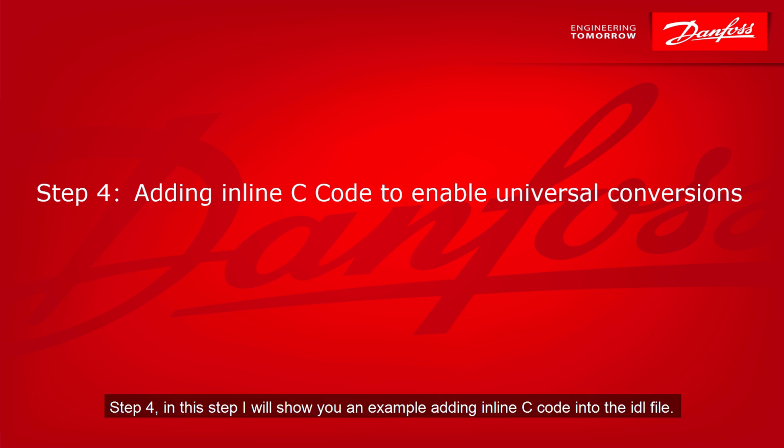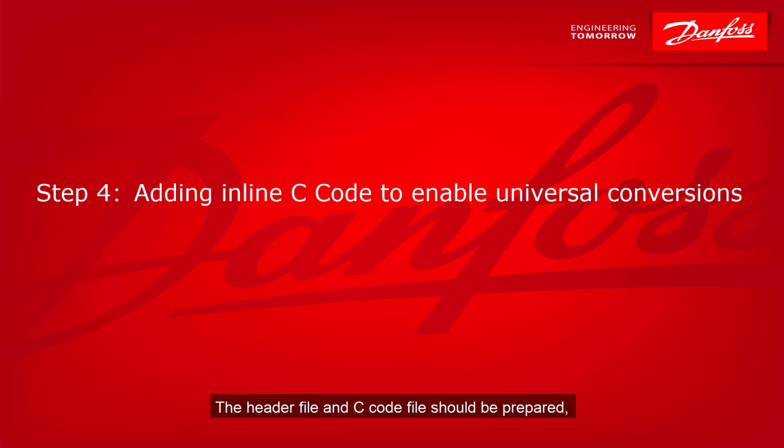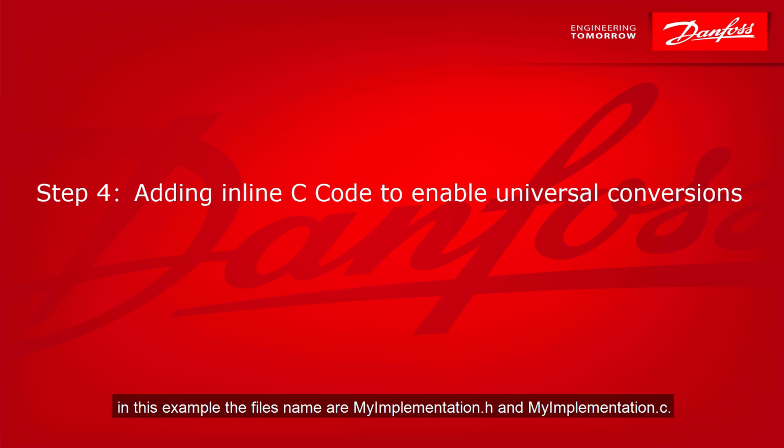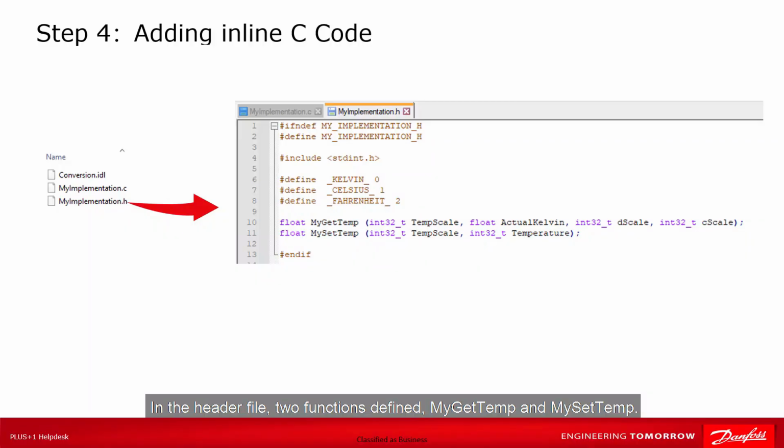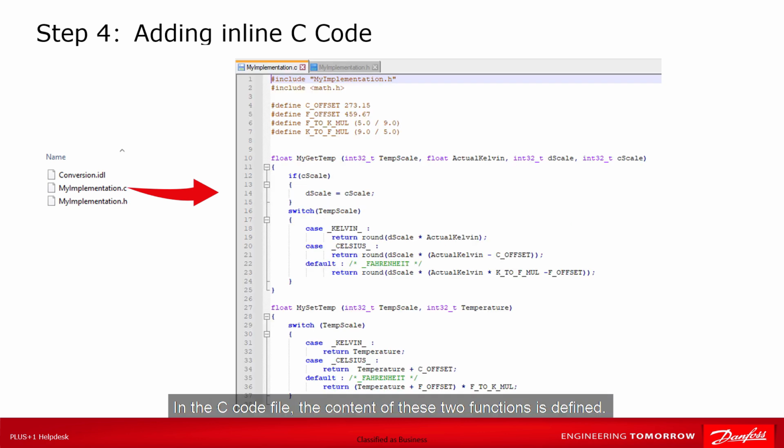Step 4. In this step, I will show you an example of adding C code into the IDL file. The header file and C code file should be prepared. In this example, the file names are myimplementation.h and myimplementation.c. In the header file, 2 functions are defined, myGetTemp and mySetTemp. In the C code file, the content of these 2 functions is defined.